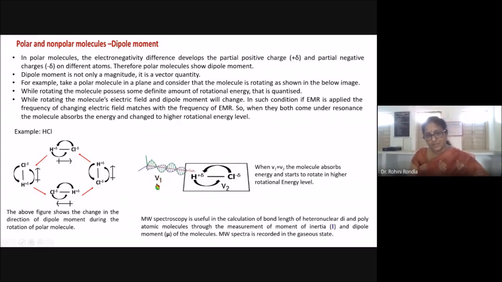Okay, see this. This is the frequency of the applied electromagnetic radiation, and this is the frequency of the electric field of the HCl molecule. So when these two frequencies are equal, when these two are in resonance, this HCl molecule absorbs that electromagnetic radiation, microwave radiation. Okay, and then the HCl molecule will jump into a higher rotational energy level. What was rotating slowly now rotates a little faster. So when nu1 is equal to nu2, the molecule absorbs energy and starts to rotate in a higher rotational energy level. Higher rotation does not mean going somewhere far away, think of it as high speed. Okay, this is the principle of microwave spectroscopy.